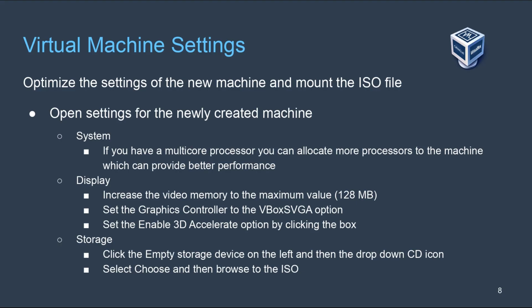Once you've created the virtual machine, there are some settings that you need to change that the initial setup process for the machine didn't take you through. That was really just the bare bones of naming the machine, the type, the amount of memory, and the disk size. There's some other settings that we need to go in and look at. Those are things like, for performance, if you have a multi-core processor, you can allocate more processors to the machine.